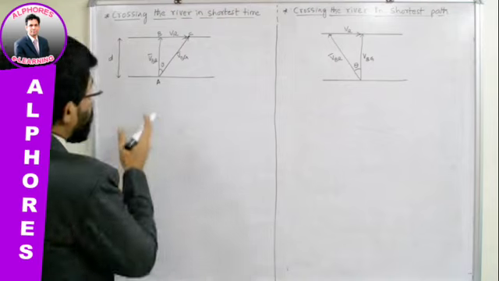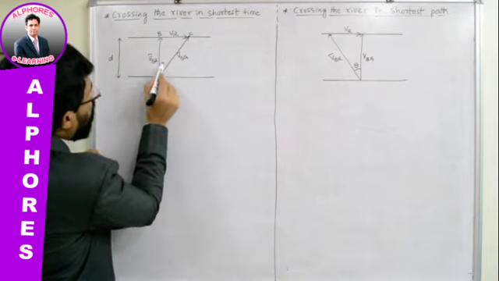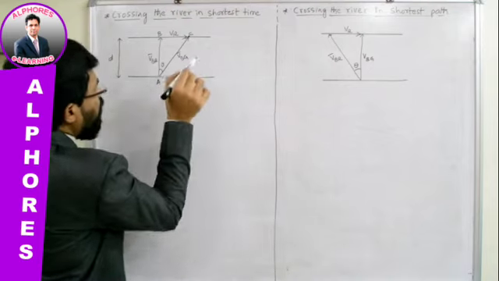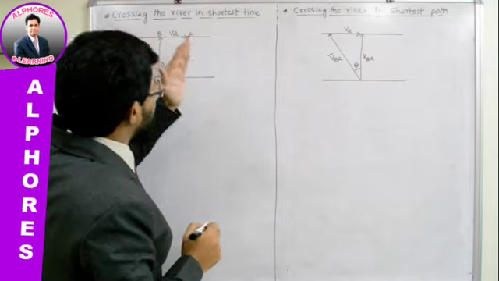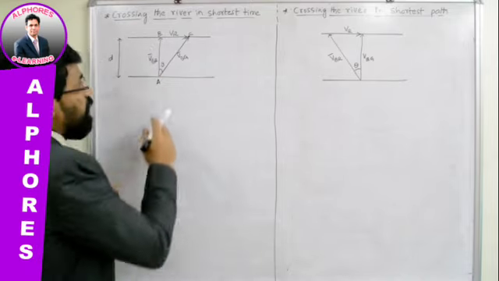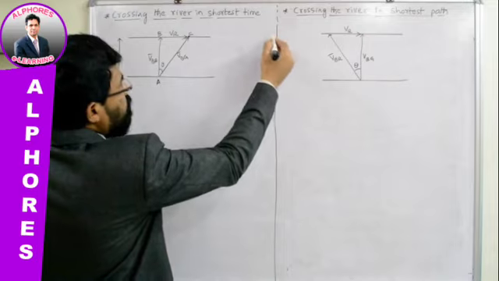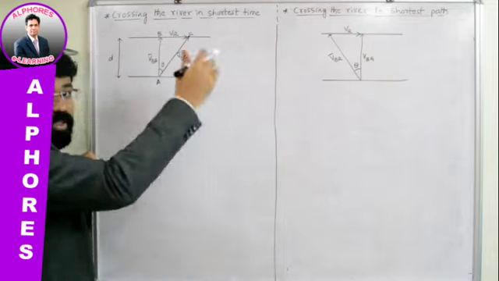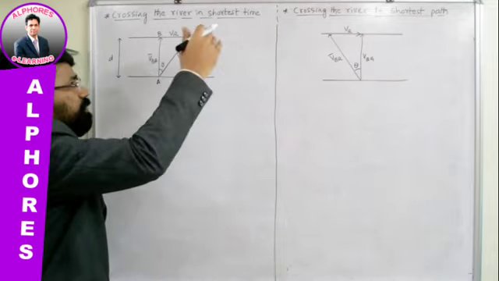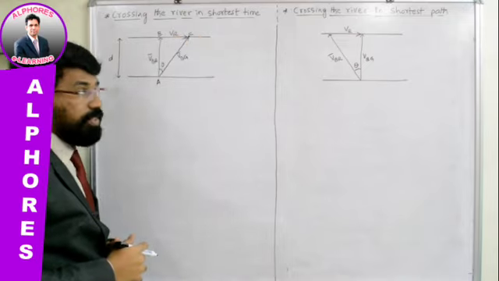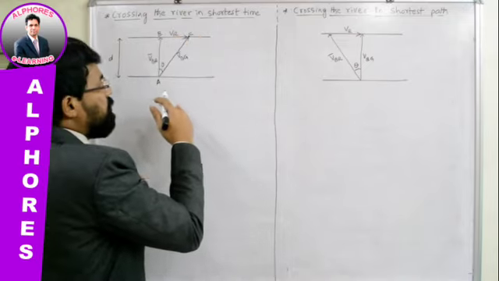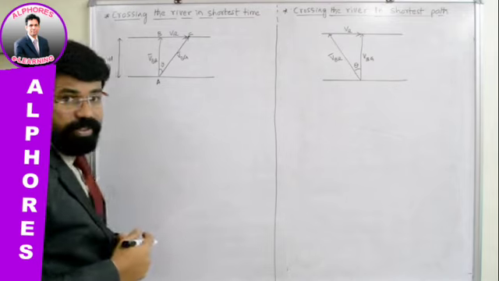If the boat is initially driven along this direction or along this direction, what happens? The river flow gets added to the boat's velocity, and the boat may meet the other bank somewhere here or somewhere there. It gets drifted along the river for a long distance, isn't it? If that is the case, it may take more time to cross the river, isn't it?